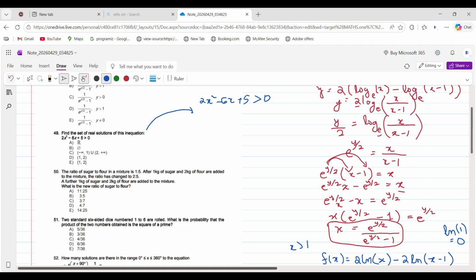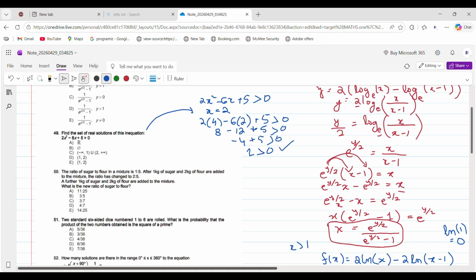So let's try at x equals 2 first. 2 power 2 is 4, minus 6 times 2, plus 5, and this entire expression must be greater than 0. 2 fours are 8, minus 6 twos are 12, plus 5. 8 minus 12 is minus 4, plus 5, and 5 minus 4 is 1, and 1 is greater than 0. So yes, this is correct.